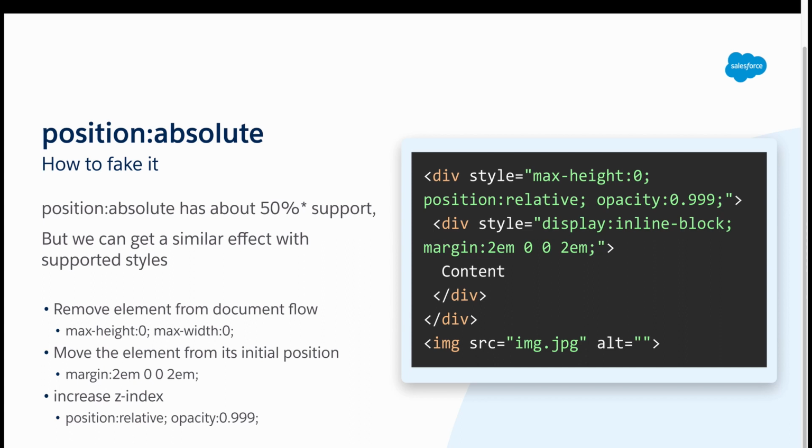We can get a very similar effect by using styles that are supported. So think, what does position absolute do? What is it we're trying to achieve by doing that? So first thing, when you take an element and you put position absolute on it, it takes it out of the flow of the document. So any content below is just going to move up and take up the space where it was. So we can do this if we wrap our element in a div and we add a max height 0 and a max width 0.